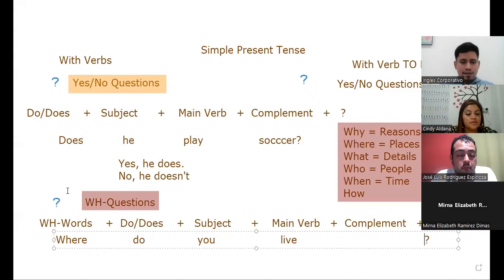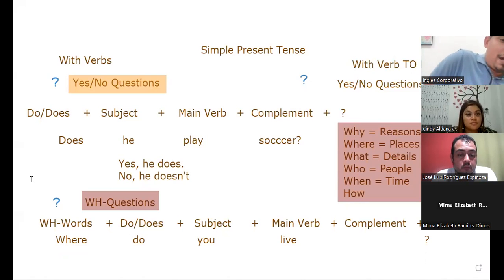As I said before, complements are optional. Cuando nosotros utilizamos preguntas, pues los complementos son opcionales. Aquí nosotros ya tenemos una pregunta simplemente con utilizar el WH word, el verbo auxiliar, el sujeto y el verbo principal. Ya tenemos nuestra pregunta, ¿ok?